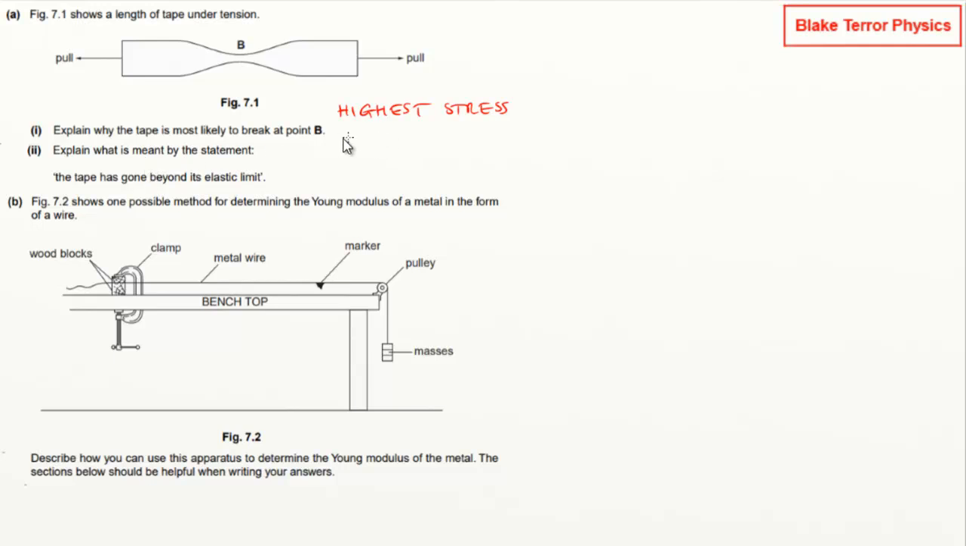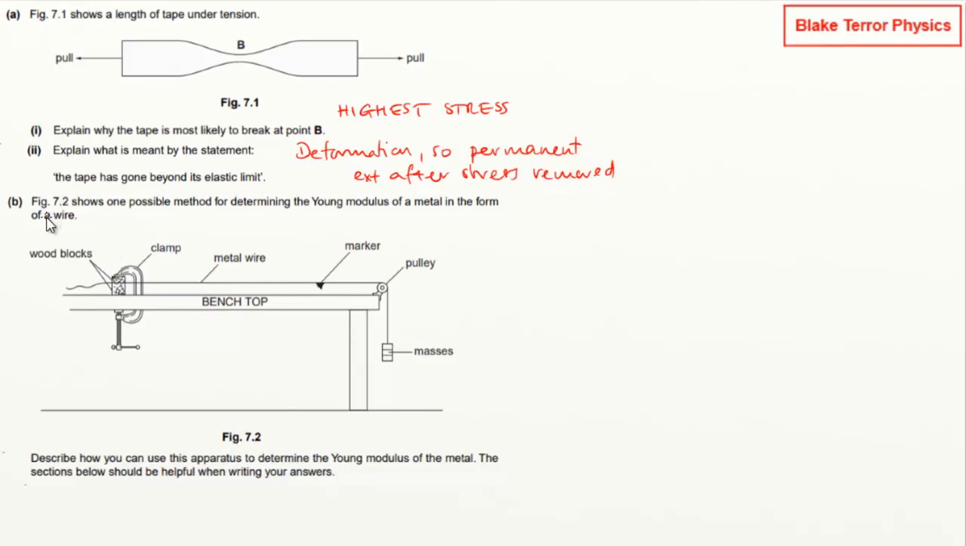the highest stress. Explain what is meant by the statement, the tape has gone beyond its elastic limit. So you need to mention that we'll get deformation. So we've got a permanent extension after the stress is removed. Permanent extension after stress removed, right. So yeah, a couple of definitions there.